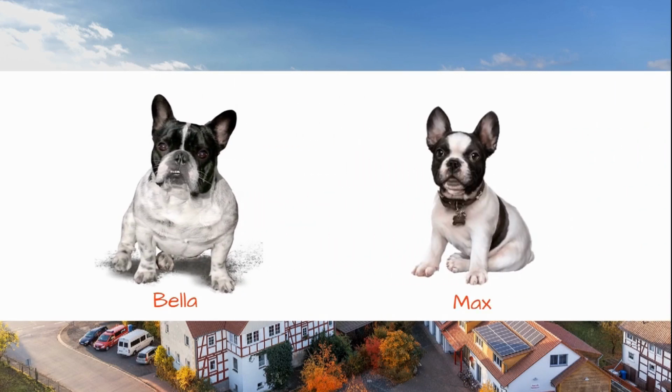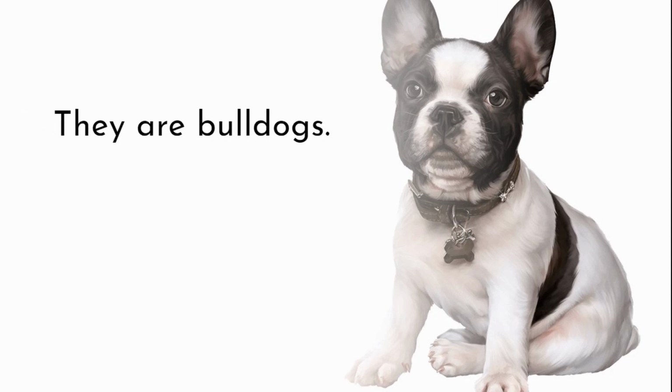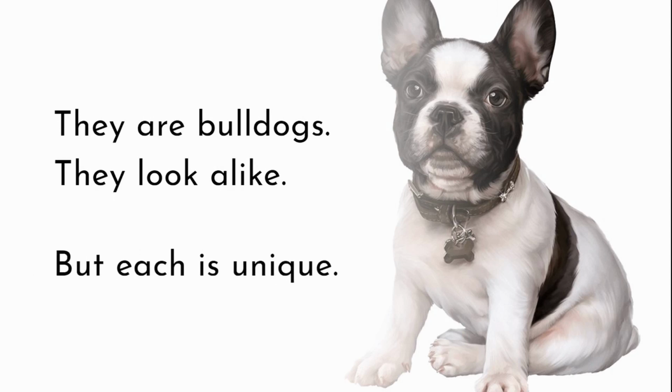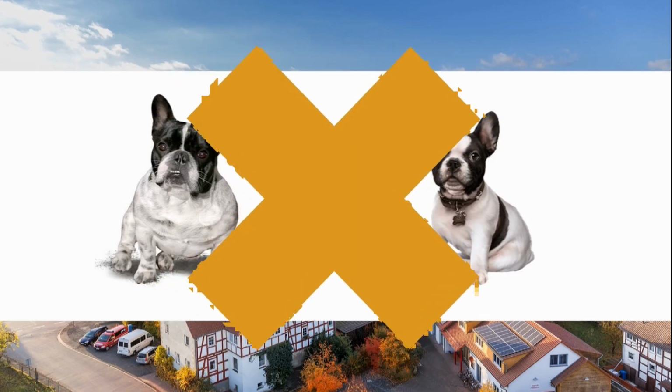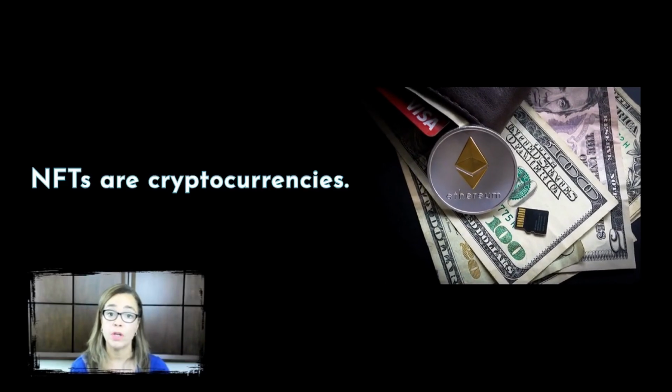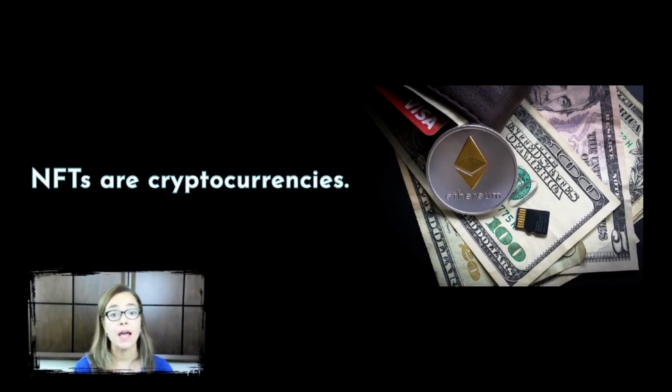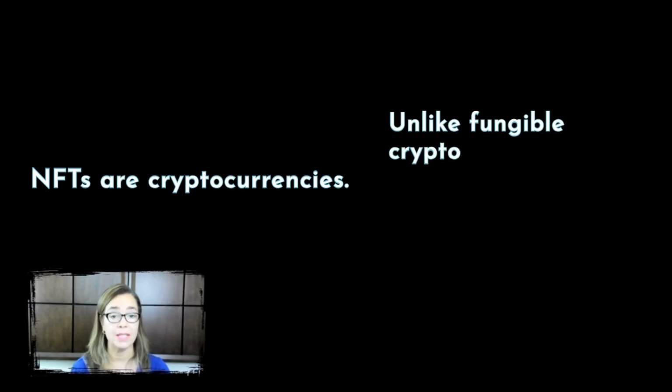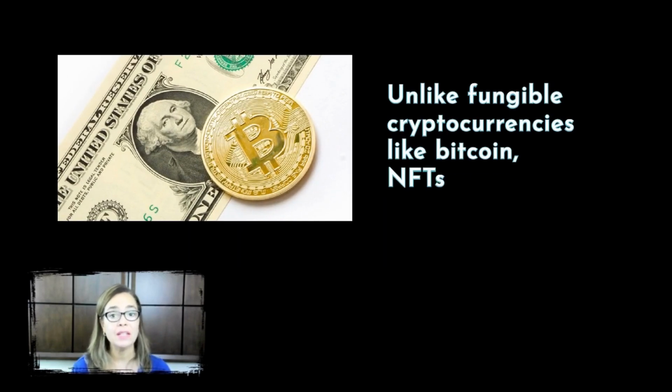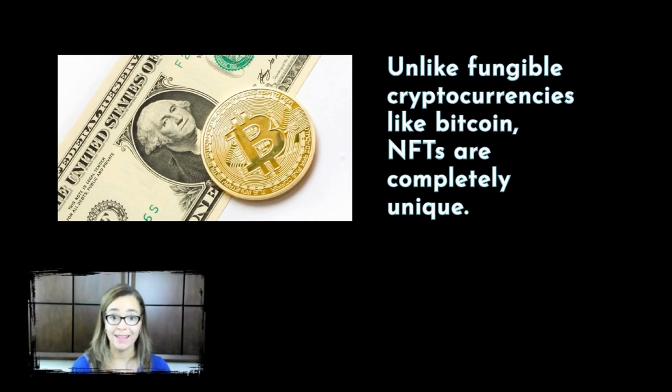They are, in fact, both French bulldogs, and they look the same. However, each of the dogs have their own unique personality, memories, and abilities. So you can see how that transaction isn't exactly an equal swap of value. Now, NFTs are cryptocurrencies, but unlike fungible cryptocurrencies like Bitcoin, NFTs are completely unique.